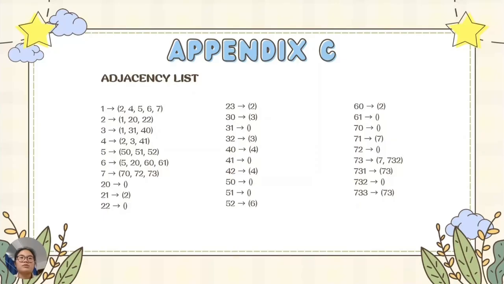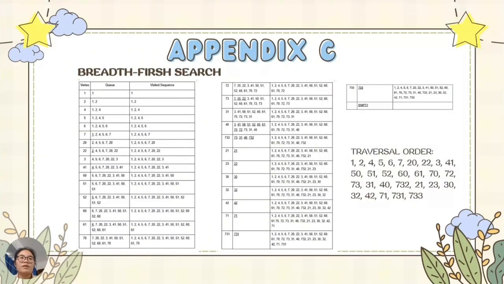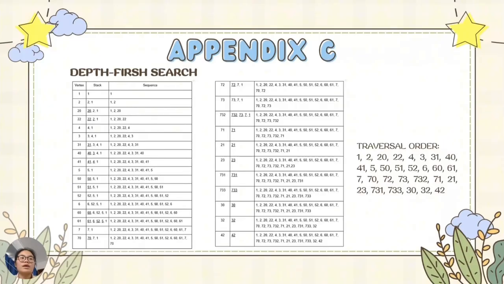Now we continue to Appendix C, the adjacency list. Node 1 is connected to 2, 4, 5, 6, and 7, and the rest of the nodes are listed out. For BFS, the process of traversal and the traversal order are listed out. And for depth first search, the process of traversal and the traversal order are listed out.